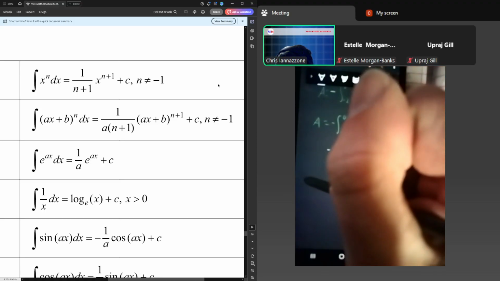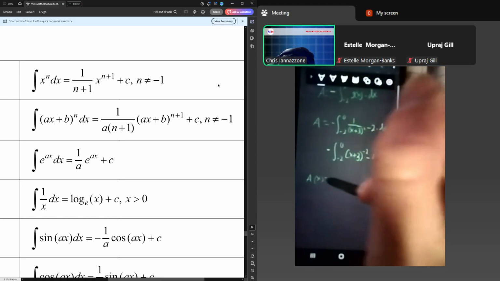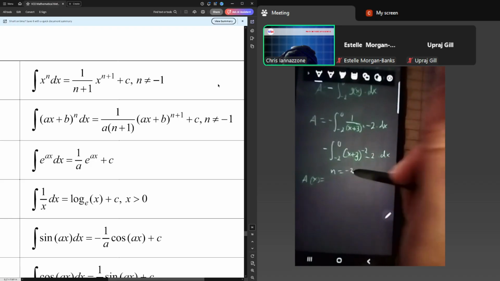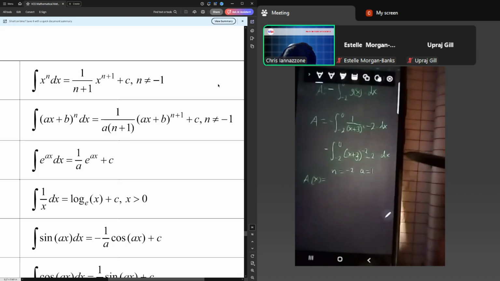So capital A of x. In this case we have, I'll even write it out, n equals -2, a equals 1, and b equals 3. That's all we need.